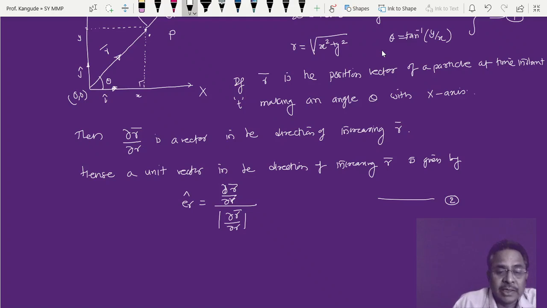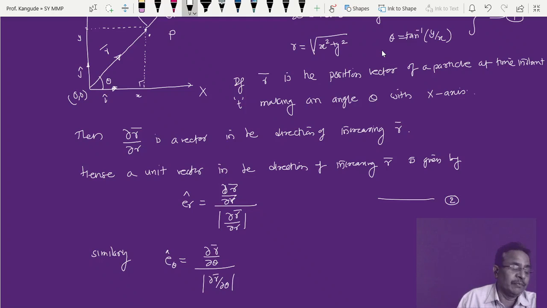So er cap, the unit vector in the direction of r bar, is defined by ∂r bar upon ∂r. R bar is a vector, r is the first coordinate of the polar coordinate system, therefore differentiation of the vector with the first coordinate is taken. It is a vector quantity, its magnitude can be calculated in the denominator, and if it is divided by this, I'll get the unit vector in the direction of r, given by er. Similarly, another vector e theta cap is given by ∂r bar with respect to theta, differentiation of the vector with respect to another scalar theta, divided by its magnitude |∂r bar upon ∂theta|. Call this 3.